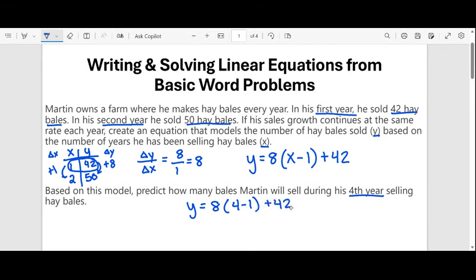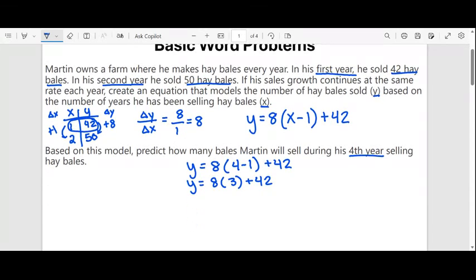And then we're just going to solve this using order of operations. So we're going to first start by looking inside of my parentheses. Inside of my parentheses, I'm going to do 4 minus 1. And 4 minus 1 is just 3. And I'm going to bring everything else down around it. Now I'm going to do multiplication. 8 times 3 is 8, 16, 24. So we'll say 24 plus 42. And then all we have left is this addition. We're going to do 24 plus 42. And that is going to give me 66. So I predict in his 4th year, he will sell 66 bales of hay.